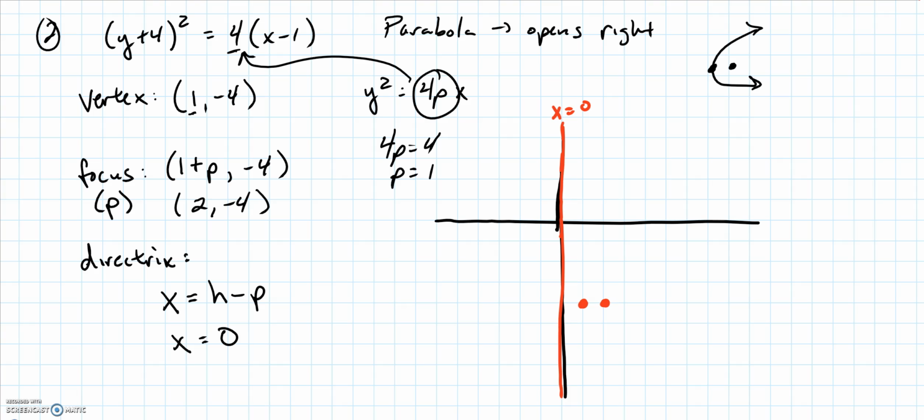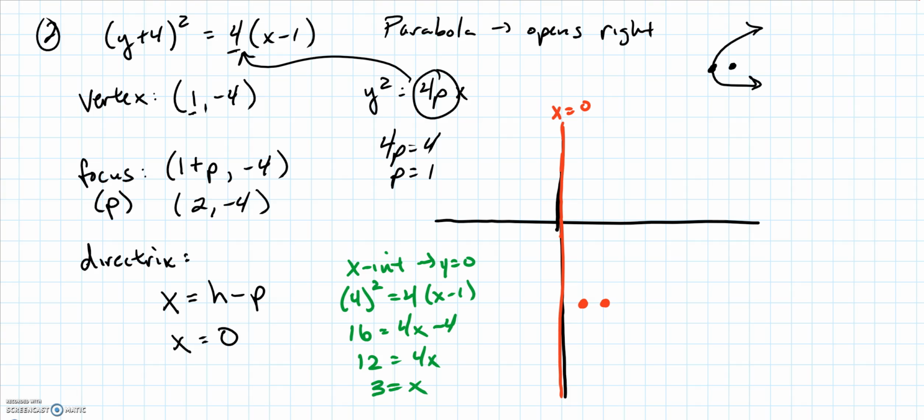The only other thing that would be good to know, not required, but it would be nice to know, is where it crosses the x-axis. So we can find the x-intercept real quick. And we do that by plugging in 0 for y into the original equation. So I get 4 squared is equal to 4 times x minus 1, and just solve for x. So I get 16 equals 4x minus 4. Add the 4 to the other side. 12 is equal to 4x. So 3 is equal to x.